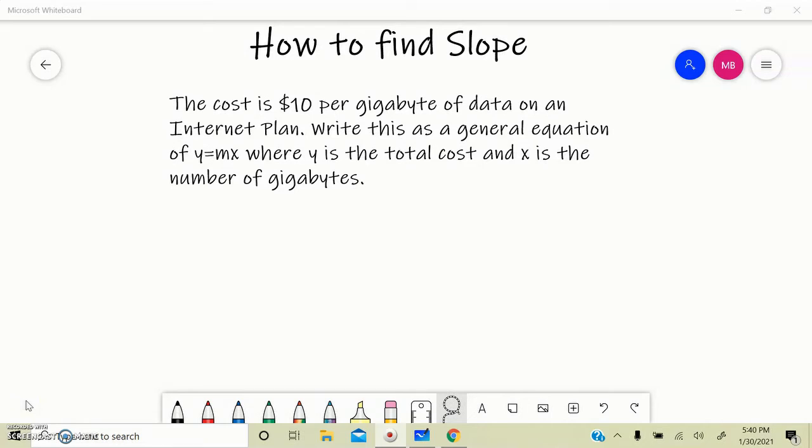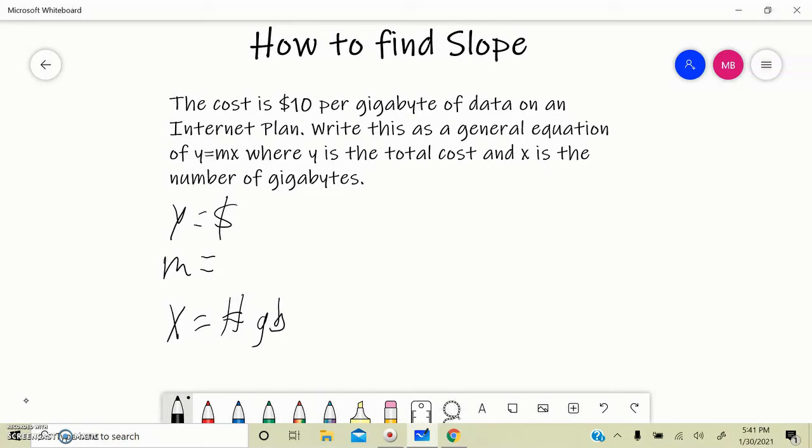So here's another word problem. Let's take a look at it. The cost is $10 per gigabyte of data on an internet plan. Write this as a general equation of y equals mx, where y is the total cost and x is the number of gigabytes. Okay, so I'm going to rewrite those again. So my y is that total cost. Go put my dollar sign. Don't exactly know what my m is yet. And my x is number of gigabytes. So I'm going to put GB.